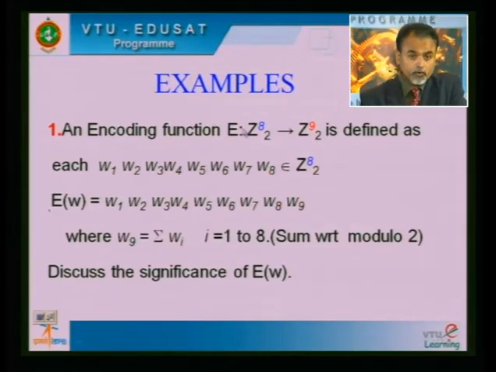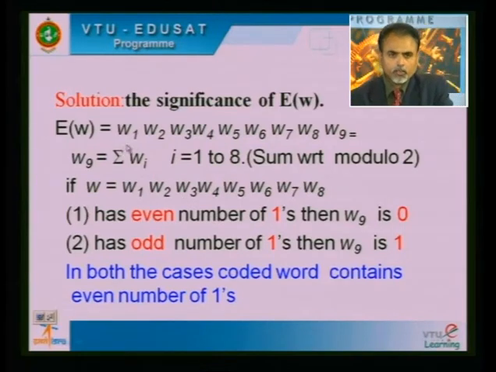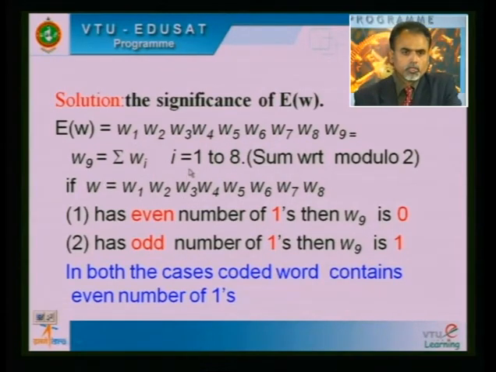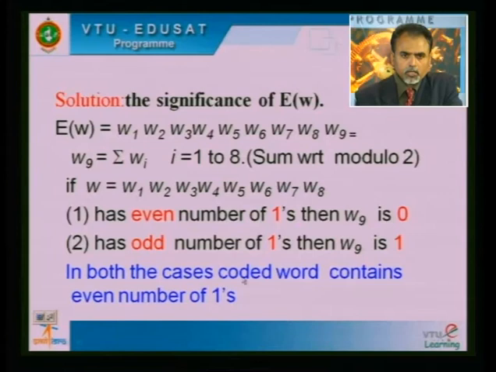This is an important question for you: discuss the significance of such type of encoding function. Let us see that. Further, there are some probability questions, but let us discuss the significance first. When I transform this, W9 is either 1 or 0. If it has an even number of 1s, you write 0. If it has an odd number of 1s, you write 1. That means if W1 to W8 have an even number of 1s, I am writing 0; if odd number of 1s, I am writing 1. So all these 9 elements after coding always contain an even number of 1s. This highlight is important.